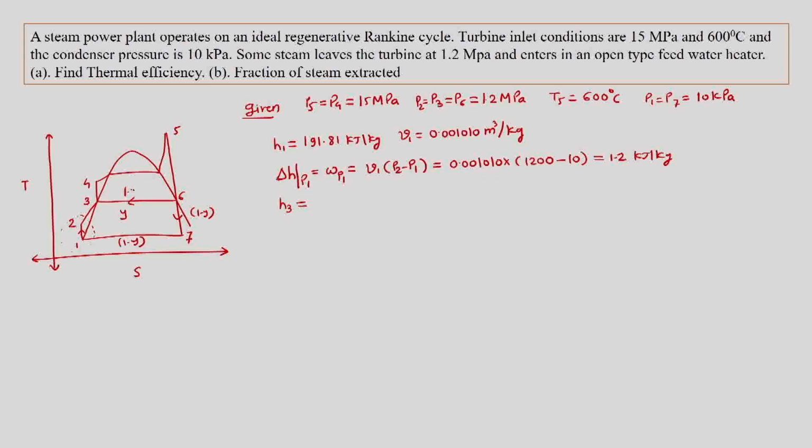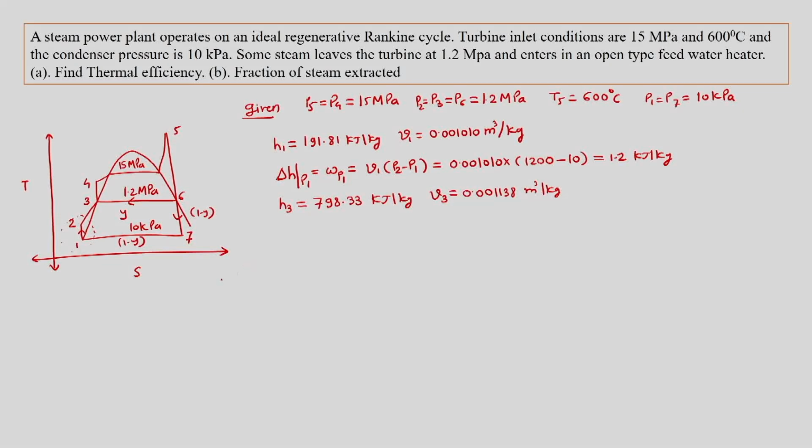Then we can find out H3 from the steam table, and H3 is the liquid saturation enthalpy at 1.2 megapascal. So, this is 10 kPa and this is 15 megapascal. At 1.2 megapascal we can find out H3, and H3 will be 798.33 kilojoule per kg, and the specific volume at the same station can also be seen, which is 0.001138 meter cube per kg.